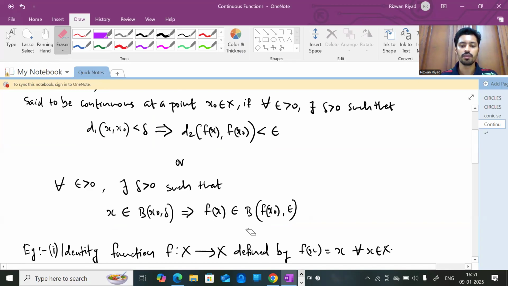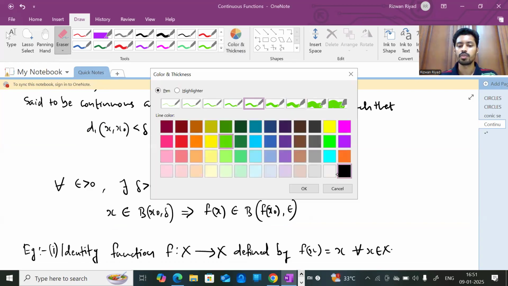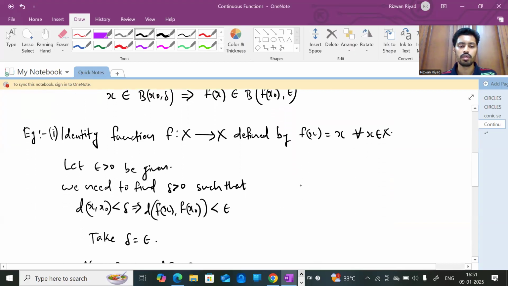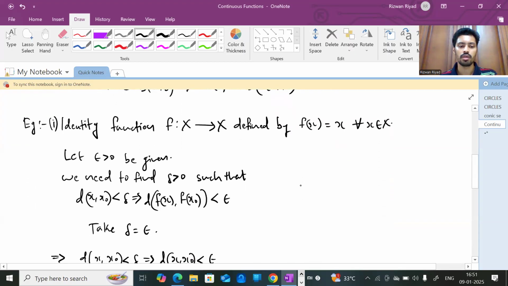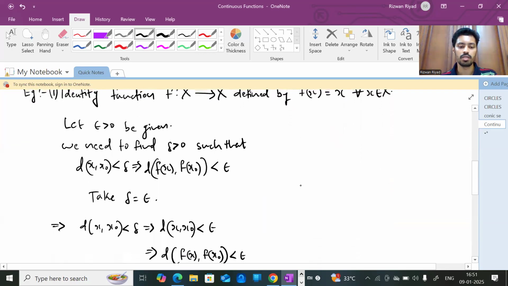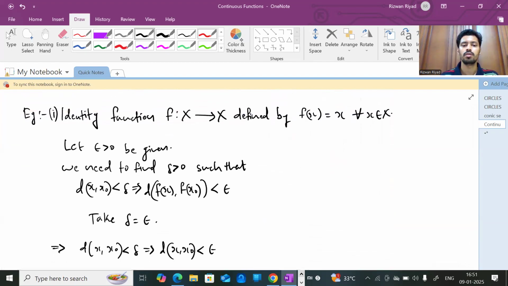Let's see some examples of continuous functions. Here you can see the first example.